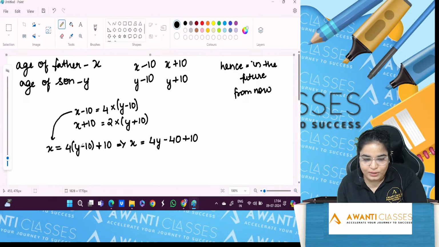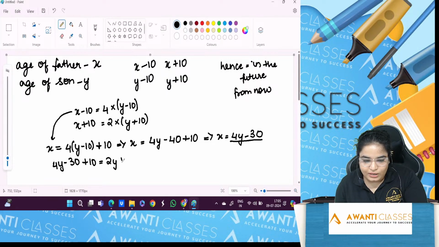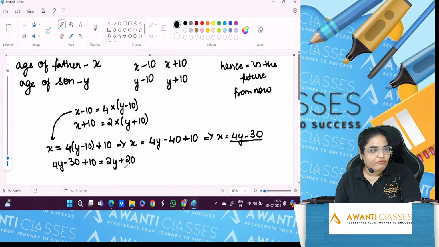How did this come? We opened the bracket. Okay. X is equal to 4Y minus 30. X is equal to that much. Now, we can put that in the second equation. Instead of X, I will put 4Y minus 30, plus 10 is equal to 2Y plus 20. Is it clear to everybody?